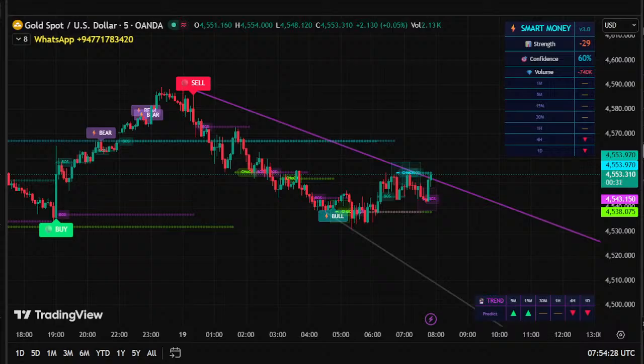Leverage is a powerful tool in forex and gold trading that allows traders to control large positions with a relatively small amount of capital. By using leverage, traders can amplify their potential profits, but it also comes with the increased risk of significant losses. Understanding how leverage works and managing its use effectively is crucial for successful trading.